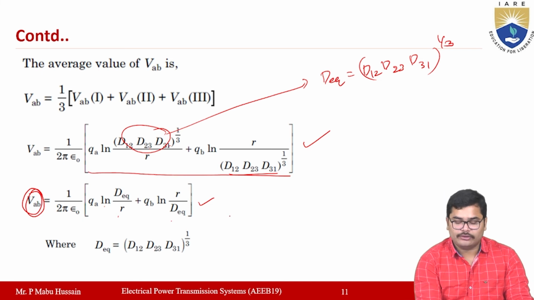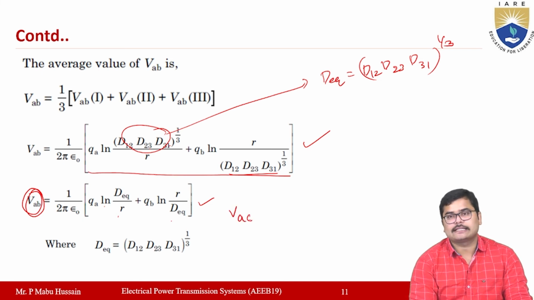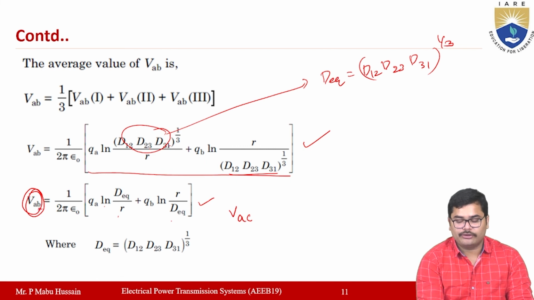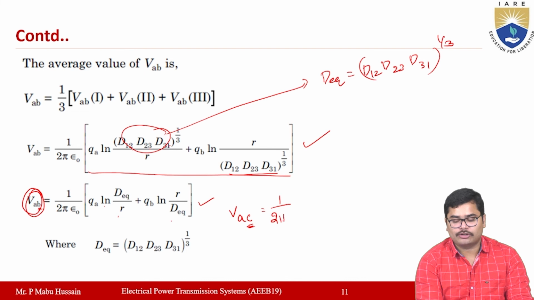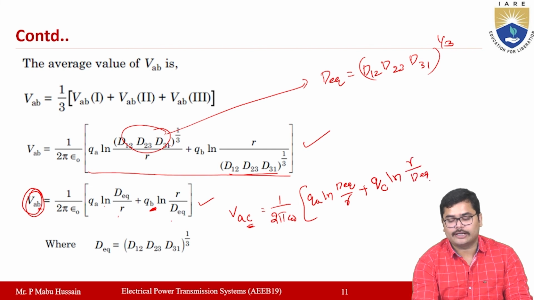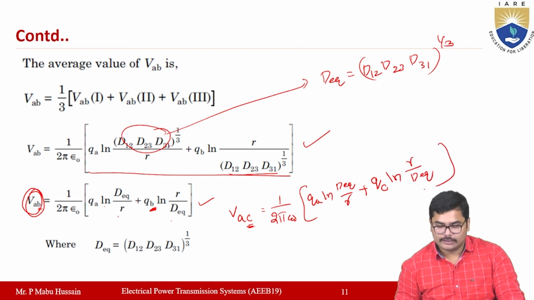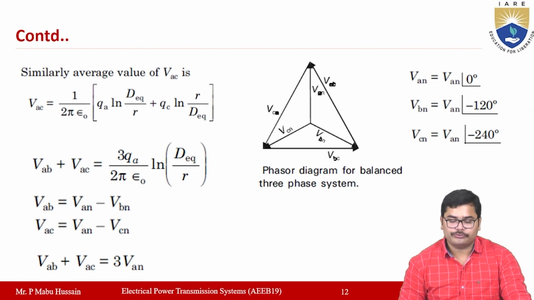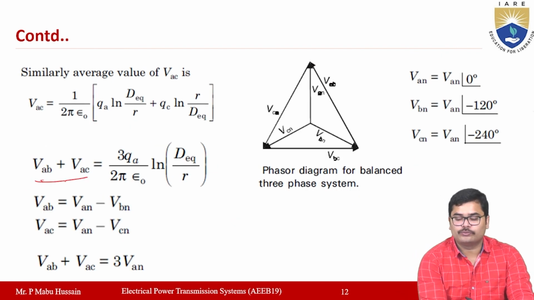Okay, in a similar way, you can write for VAC also. Simply in place of B, you can write C here. Right? So this equation can be written as 1 by 2 pi epsilon naught QA ln D equivalent by R plus, in place of B here you have to write C, so QC ln R by D equivalent you will get. Okay. So now after this you have to add these two.